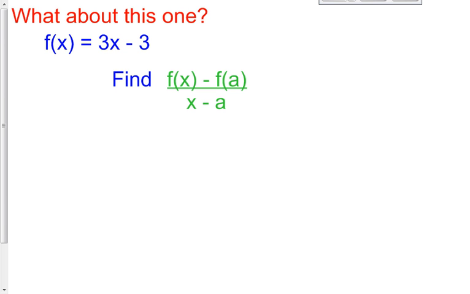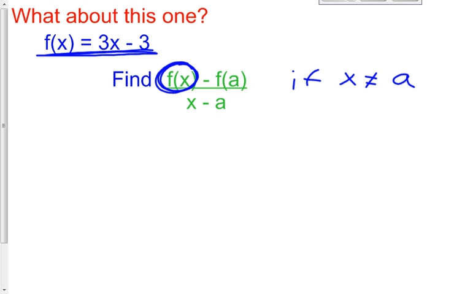is what happens when you see something that looks like this. This is a typical Excel math type question. You might see this, where you have a restriction where it says x cannot equal a. All you're going to do here, class, is just evaluate. So here we have f of x equals 3x minus 3. So find f of x minus f of a divided by x minus a.